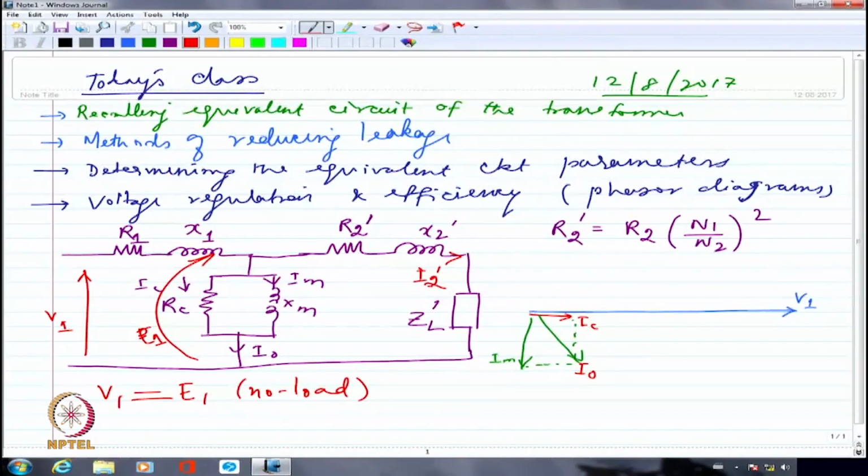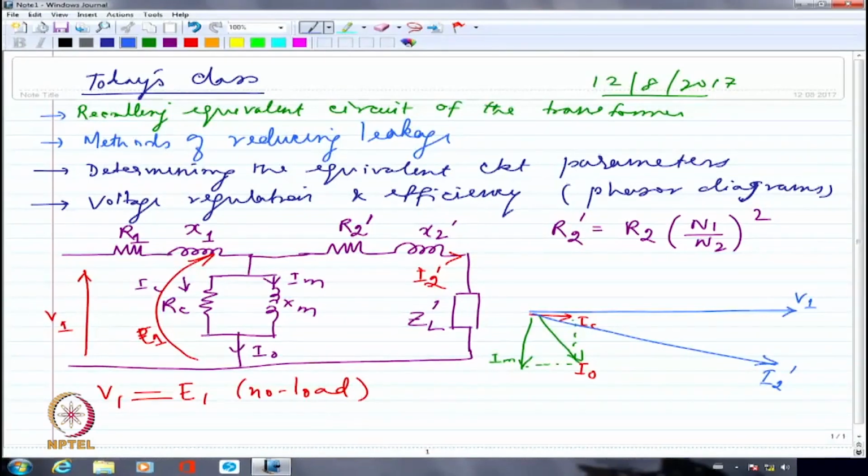If I am connecting a unity power factor load, the current will be along IC itself. If I am connecting some kind of lagging power factor load, I should in fact show it much longer than what I have shown, because the load current will be very, very high as compared to the no load current. The no load current is less than 5%, so I should show the length of this particular current I2 dash as almost 20 times or 25 times the no load current, which right now I am not able to show. So I am assuming that you understand the constraints.